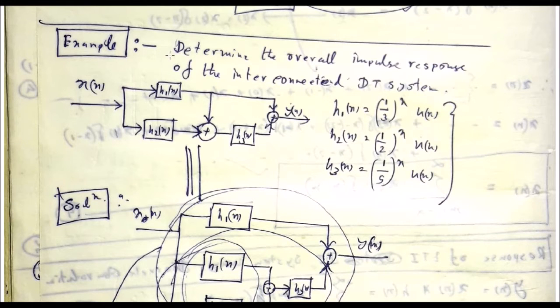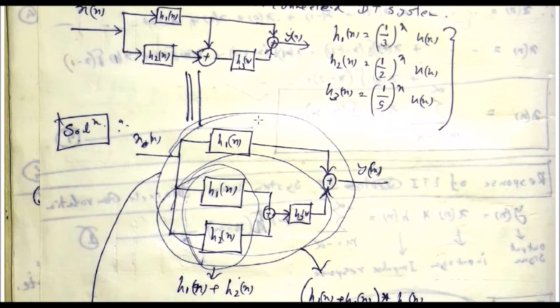Let me give you one example. Determine the overall impulse response of the interconnected DT system, where the individual impulse responses are given here. These are all causal signals, because the signals are multiplied by u[n]. The first one is this one, the second one is this one, and the third one is this one. And the interconnection is given like this.